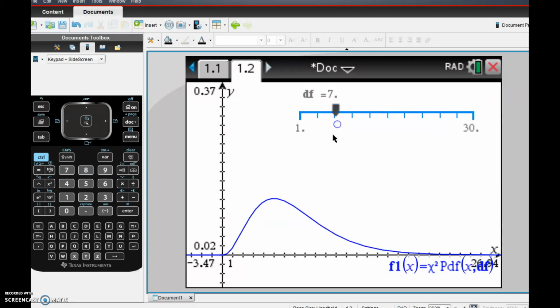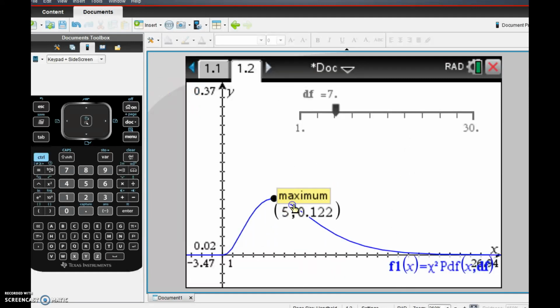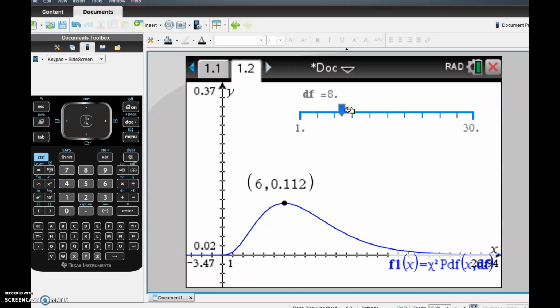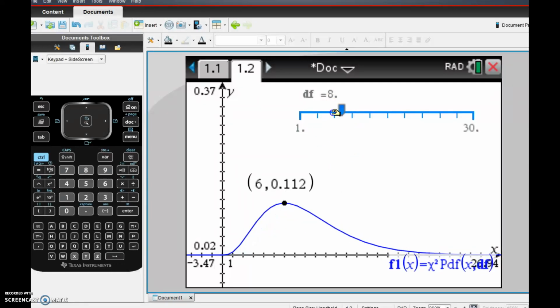Now, if you look at 7 degrees of freedom, let's see if we can find the peak. Menu, analyze, maximum, click, click. The maximum happens at 5. So the mode or the peak of the distribution is always 2 less than the degrees of freedom. Okay, 6 at 8, so on and so forth. It goes off, you got to redo it, but okay.